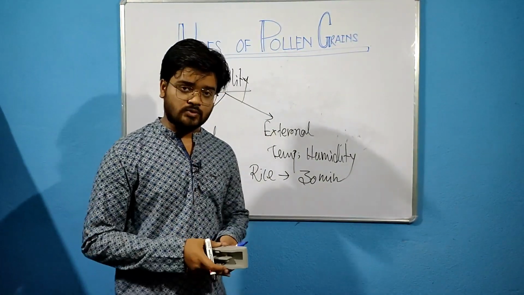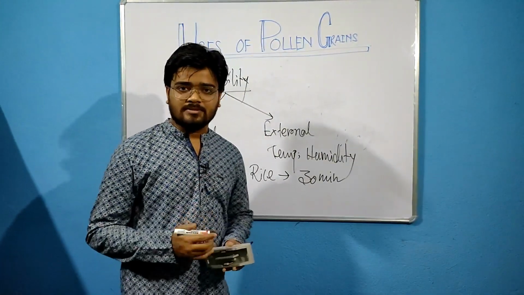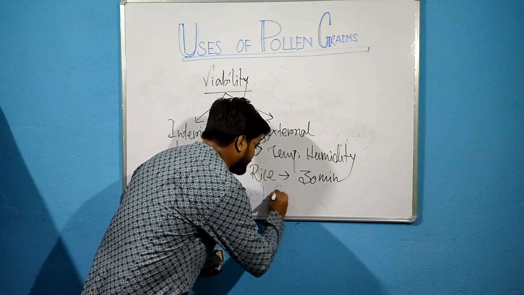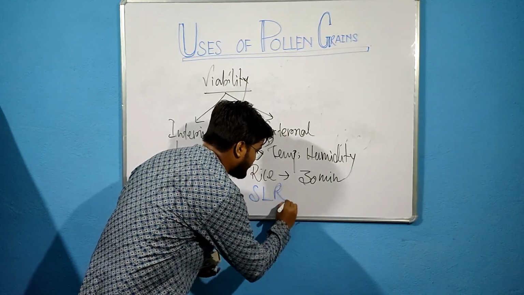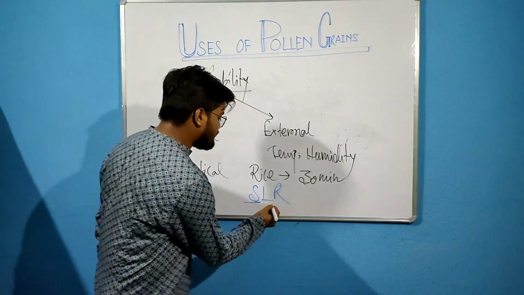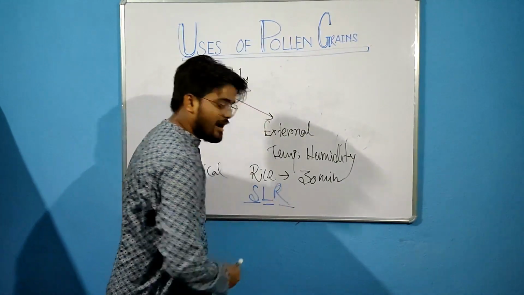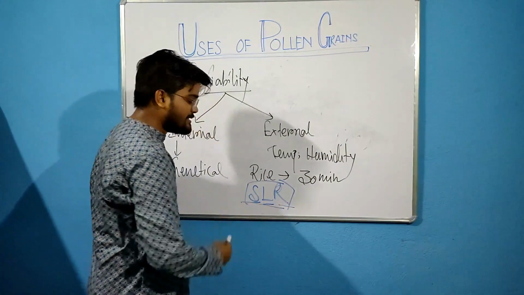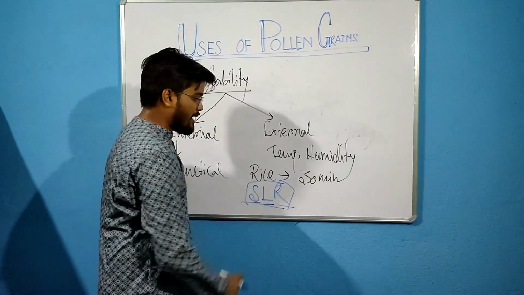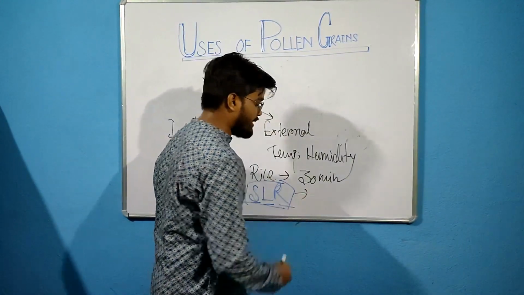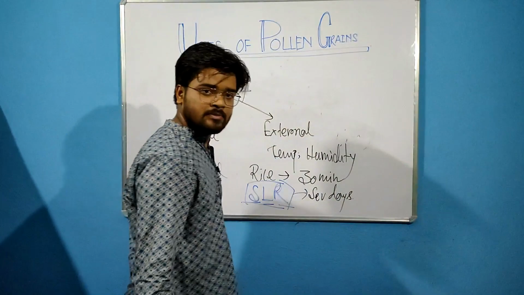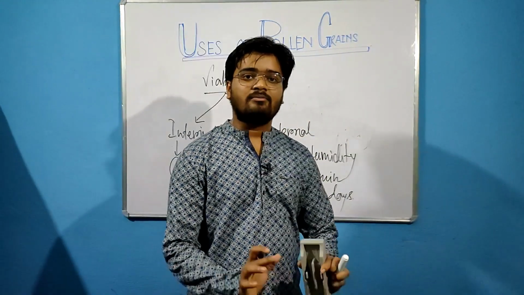But in some other species the pollen grain can remain viable for several days. Common examples, in short form we will use SLR. SLR means, don't think it is a DSLR. I have written the short form SLR over here: S means Solanaceae, like our potato; L means Liliaceae, lily; and R means Rosaceae. I made it for my purpose, to make you understand. So in these families, once the pollen grain is released into the environment, it can remain viable for several days. There is no fixed time.